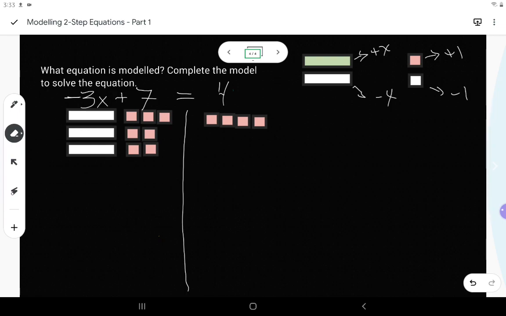All right, I'm going to let you go ahead and try to finish the model. I'll have it pop back up on the screen so you can see the completed one, but I'm not going to talk you through it. Okay, so that is modeling two-step equations.